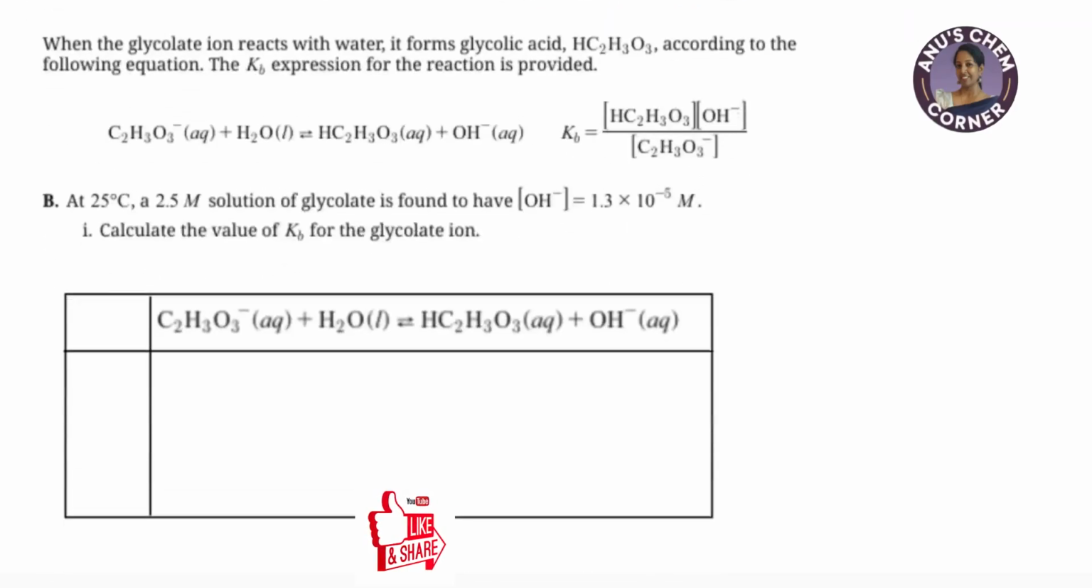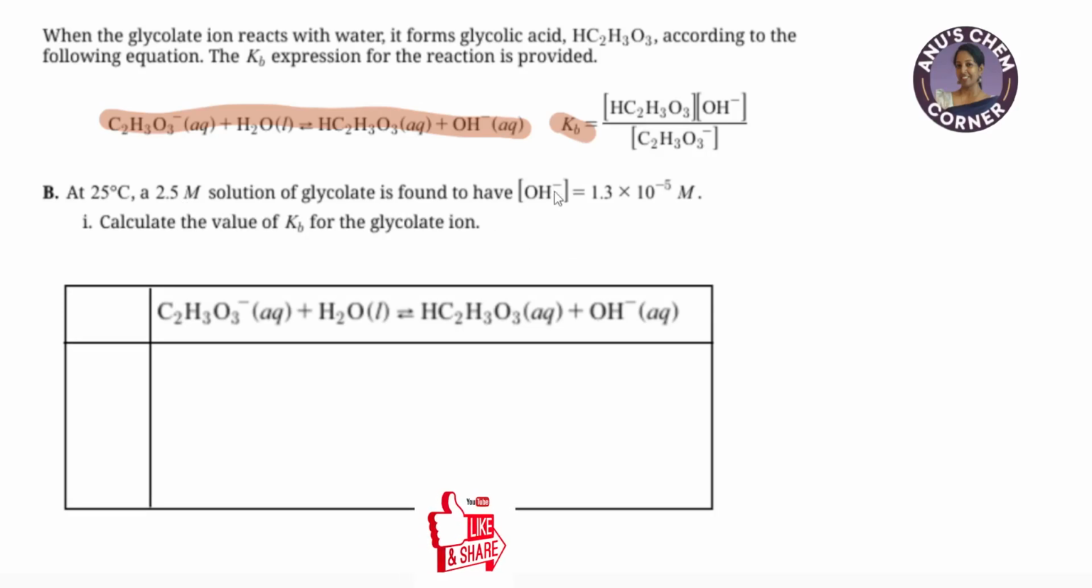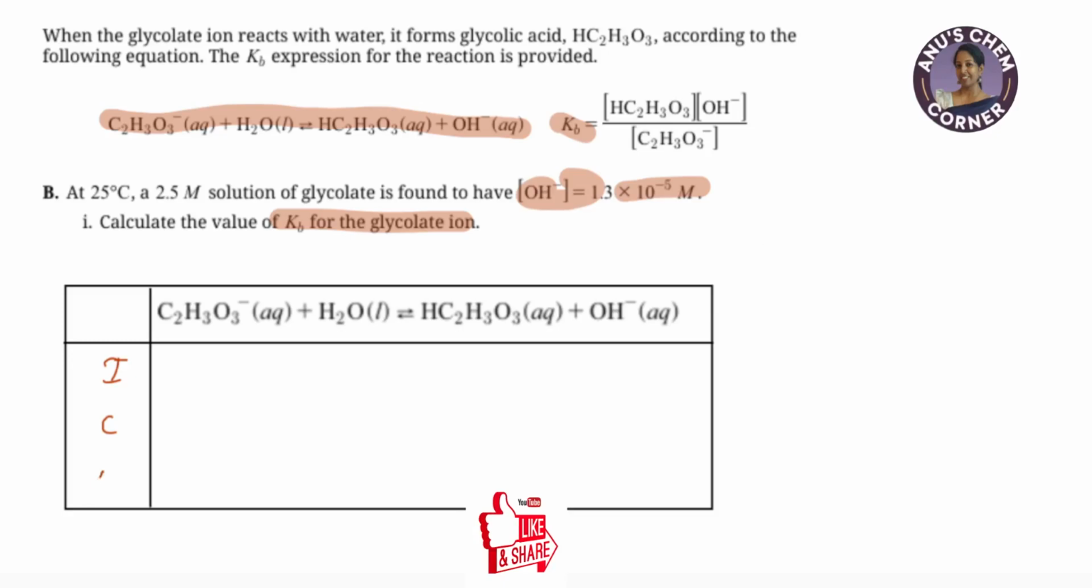Then the next part: when the glycolate ion reacts with water, it forms glycolic acid, and they gave the reaction and the Kb expression. Part B: a 2.5 molar solution of glycolate is found to have an OH minus concentration given here. Calculate the Kb. In this question you don't really need the ICE table, because the OH minus concentration is given, but anyway, let's clear the idea. For Kb, we always work with the ICE table. We need the equilibrium concentrations, right?